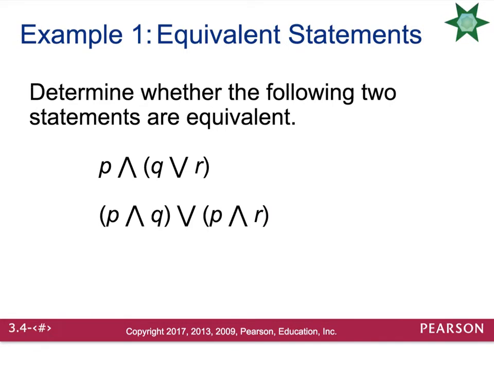Let's look at an example so I can show you how you can tell whether two statements are equivalent to each other or not. So determine whether the two statements are equivalent. Your first is P and then you have parentheses, Q or R. Your second is in parentheses, P and Q, or in parentheses, P and R. So what we'll do is we'll do a truth table for each of the scenarios and we'll see if they look identical. If they do, then we have equivalent statements. Okay, so we're gonna need two truth tables.